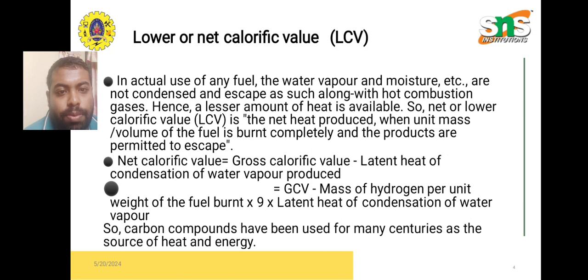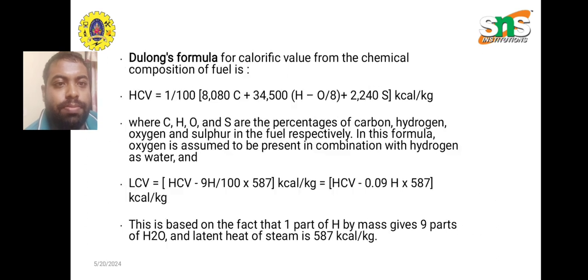So, the carbon compounds have been used for many centuries as source of heat and energy. Dulong's formula. Dulong's formula for calorific value from the chemical composition of fuel is HCV is equal to 1 by 100 into [8080 C plus 34500 into (H minus O by 8) plus 2240 S] kilocalories per kg, where C, H, O and S are the percentages of carbon, hydrogen, oxygen and sulfur in the fuel respectively.